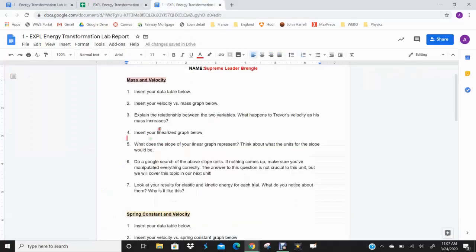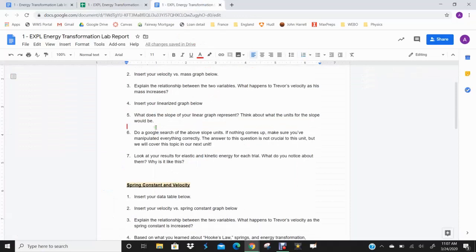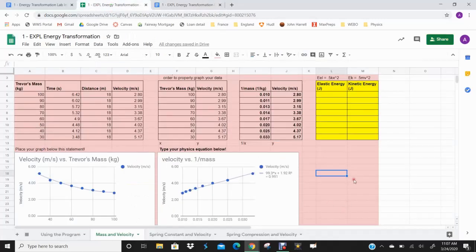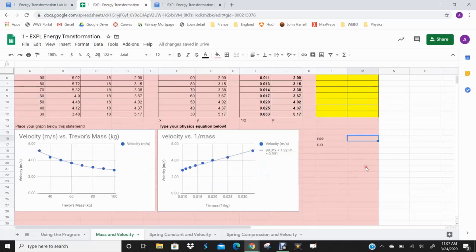You'll put your linearized graph right here, and then it says, what does the slope of your graph represent? Think about what the units for slope would be, and it says then to do a Google search of the slope units. So let's think about this for a second. If we did rise over run, I'm going to put rise over run right here. So what's on our rise? Well, that's velocity. And then 1 over mass.